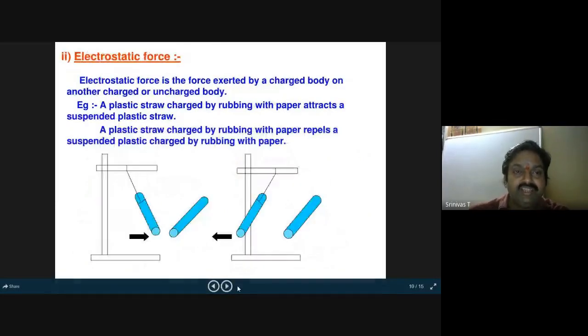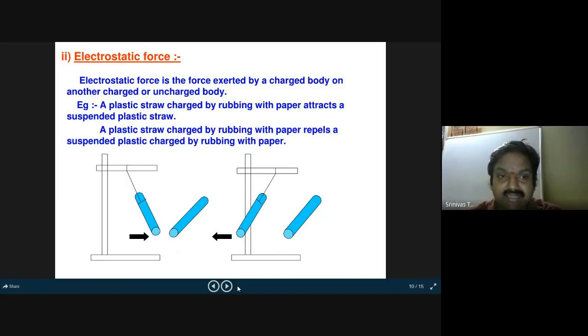Next thing is, as I just told you, electrostatic forces. You can observe this very easily with small activities. The force exerted by a charged body on another charged body or uncharged body is said to be electrostatic force. As you can see in the figure, a plastic straw is charged by rubbing with paper.